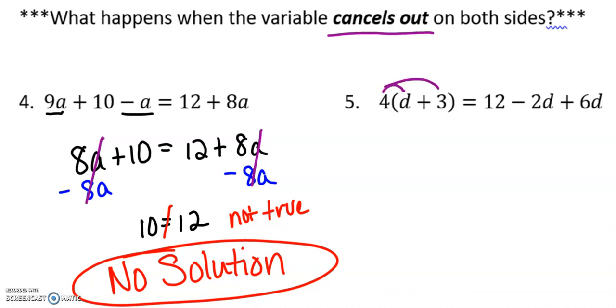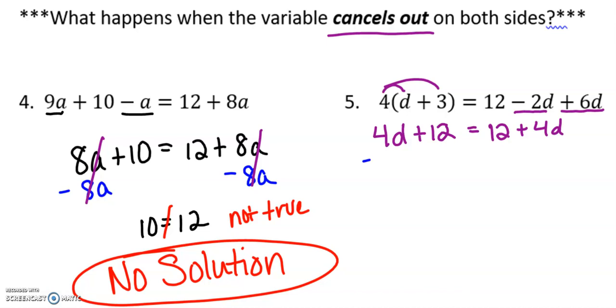So let's do our distributive property, practice that. So 4 times d and 4 times positive 3. And on the right side, I'm going to combine these. So we've got a negative 2d plus 6d. Subtract, keep the sign of the higher number. So we've got positive 4d and a positive 12. It doesn't matter which order I write this. I'm going to write it that way. And you can already see those are equal on either side, aren't they?